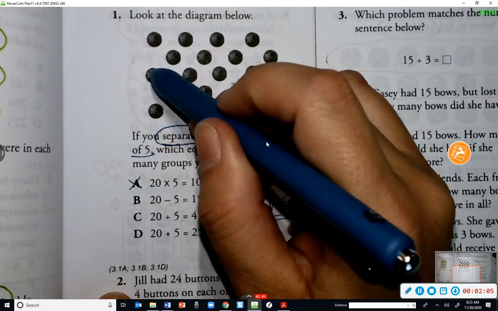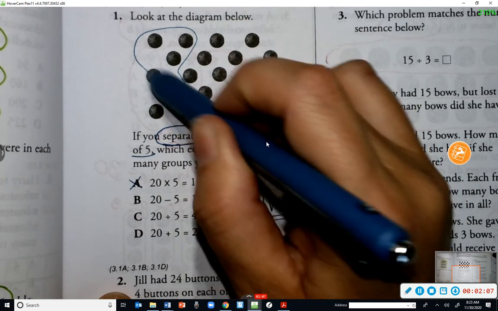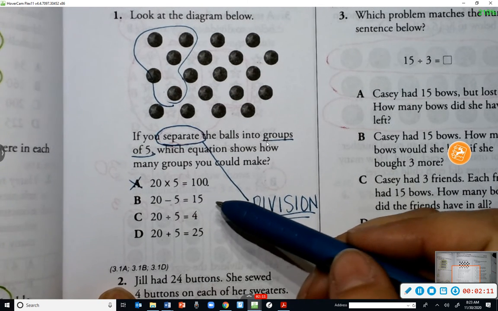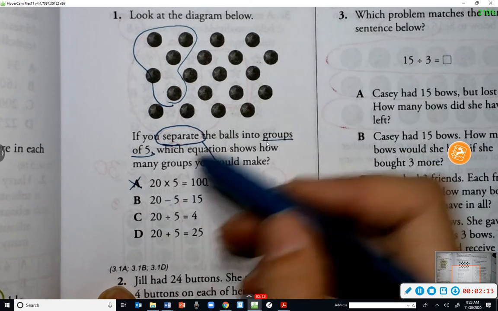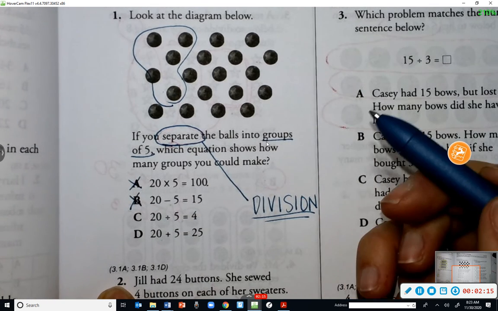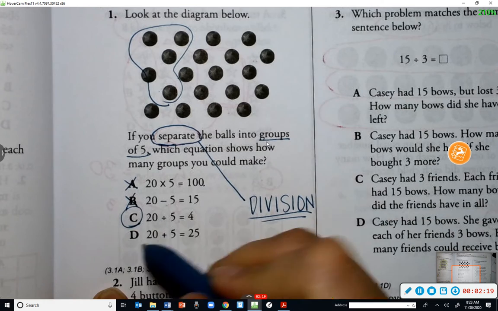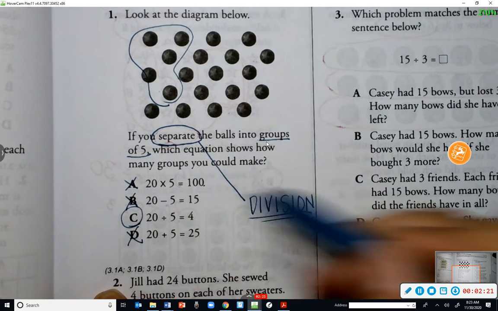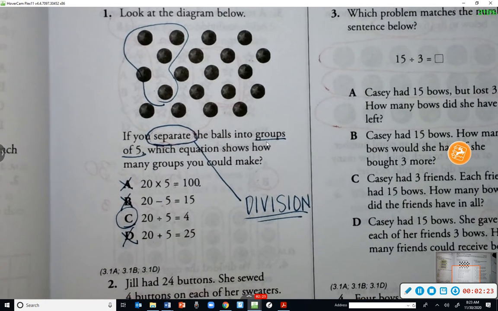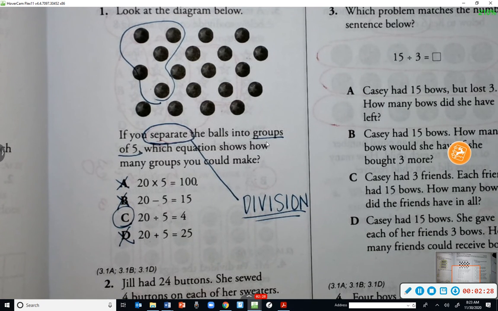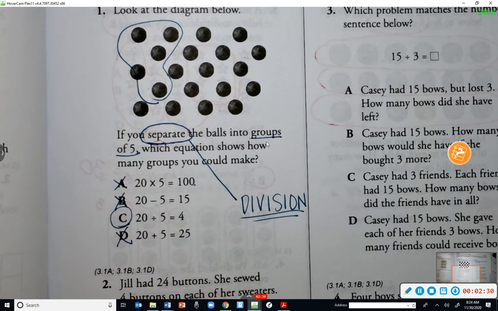1, 2, 3, 4, 5. So the number wouldn't get higher, it would get smaller, right? Okay. B is subtracting. We're not subtracting. C. And then D was adding. Separate does not mean to add. Okay? Raise your hand if you got that one right. Okay, good. So y'all were able to get the right answer.